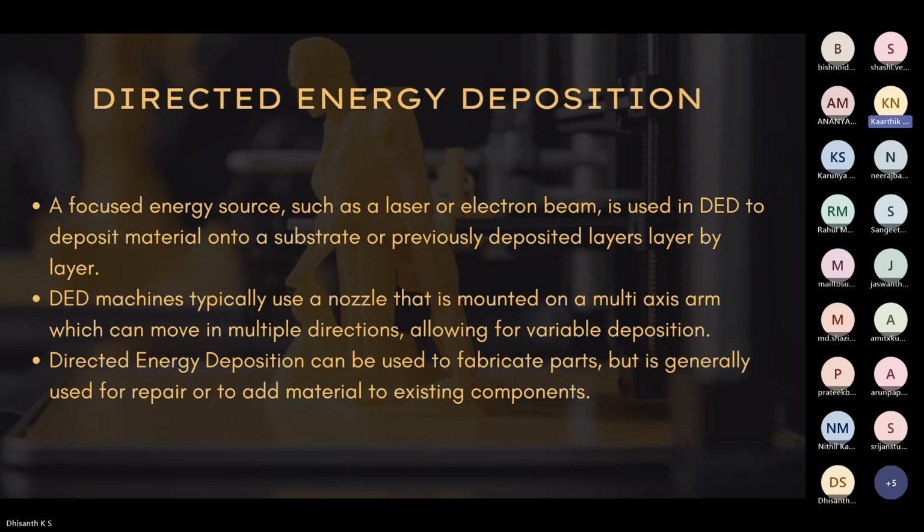The main use of directed energy deposition is to repair automotive parts. When there is damage in an automotive part, directed energy deposition helps in laying down the same kind of material and helps in repairing it.